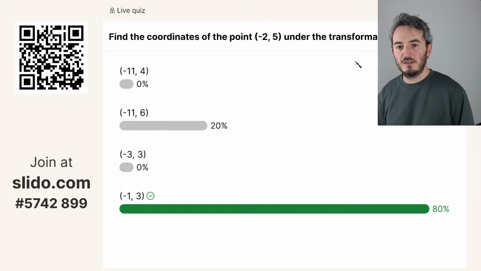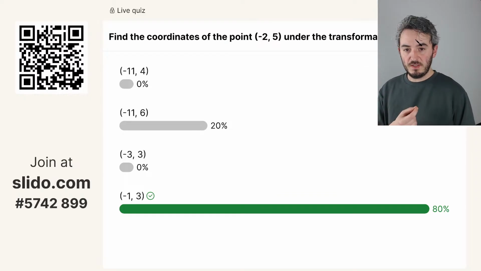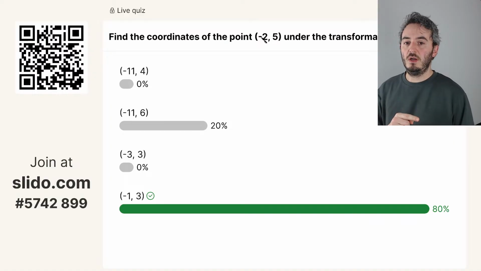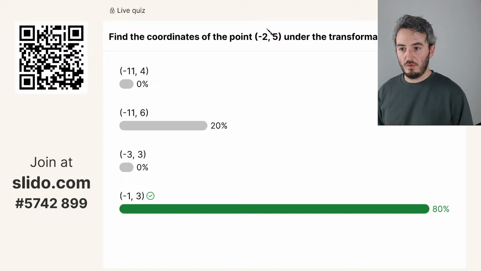Okay, nice one. So what's this doing? Starting from the inside, this is a translation of 1 unit to the right. So that's going to take the -2 up to -1. Next, we are doubling the y value. So we've now got -1, 10. And then we're subtracting 7 from the y value, so -1, 3.